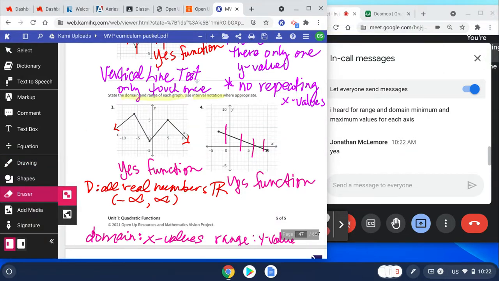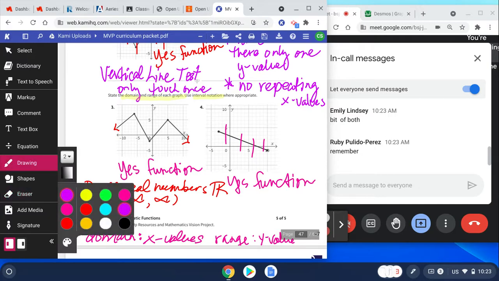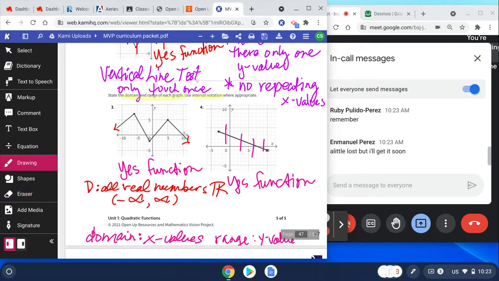Type in the chat if this is starting to come back to you, or you could say totally lost, Ms. Sanchez. I have no idea what domain and range are. Type in the chat. Are you sort of starting to remember this, or are we totally lost? Okay, I've got a little bit of both in this class. In period 1, no one remembered.